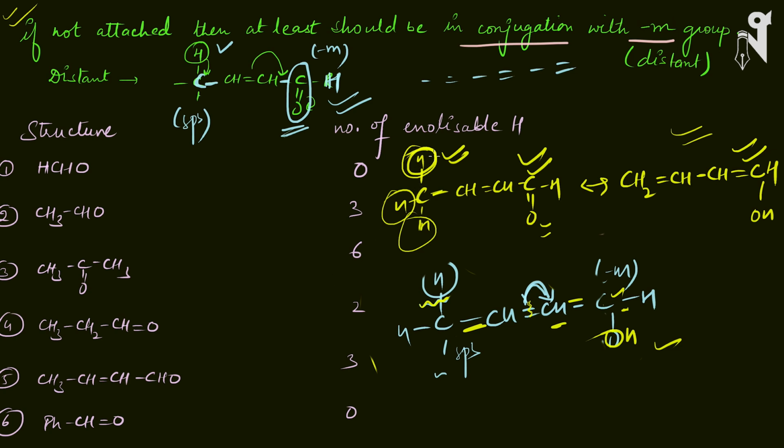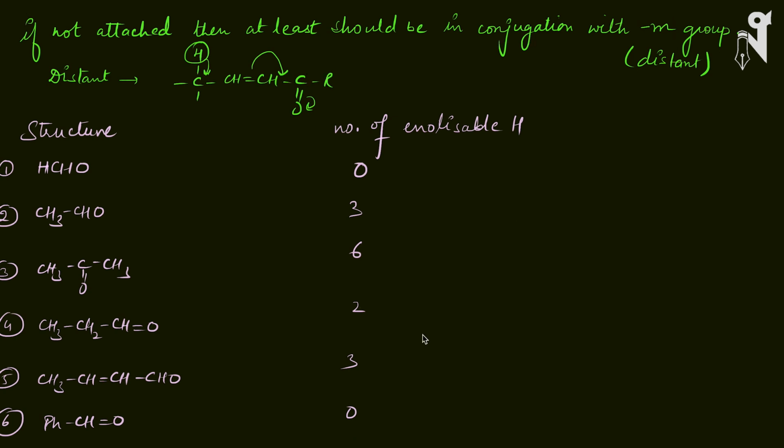But the condition is that the enolizable hydrogen should be present on the carbon which is in conjugation with the minus M group. I hope you have understood. Now let's quickly see how many enolizable hydrogens are present in these structures. Look at this first one. No enolizable hydrogen because there is no alpha carbon over here. Here this is the alpha carbon, 3 hydrogens are there, so 3 enolizable hydrogens. This is my minus M group, this is an alpha carbon, this is an alpha carbon, total 6 alpha hydrogens which are enolizable. This is an alpha carbon, with 2 hydrogens here which are enolizable.